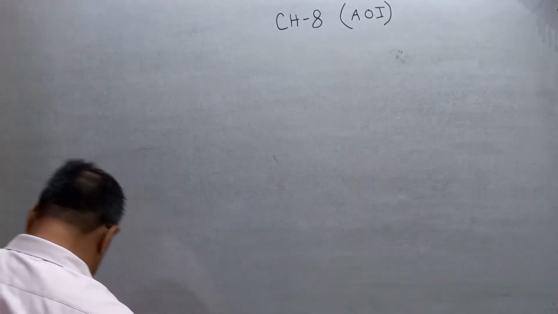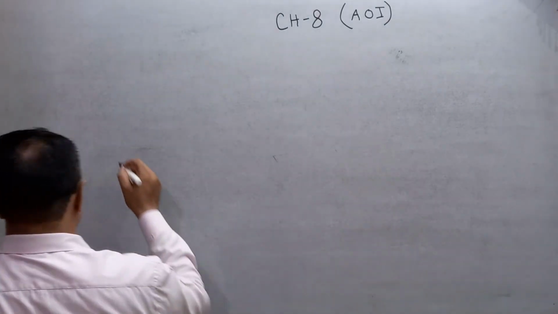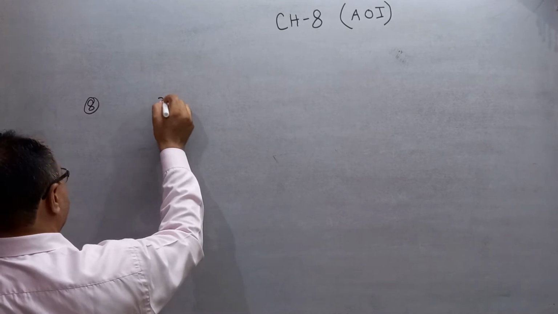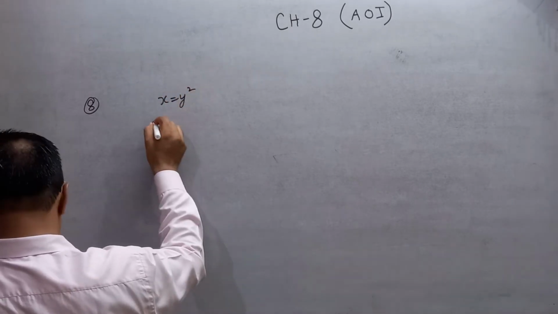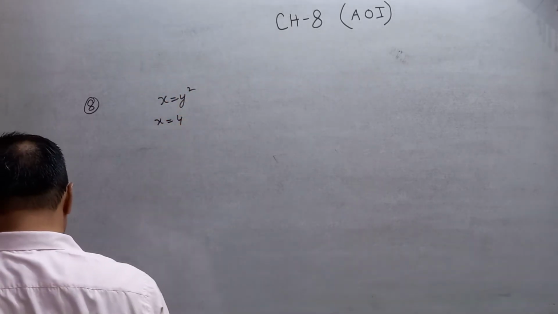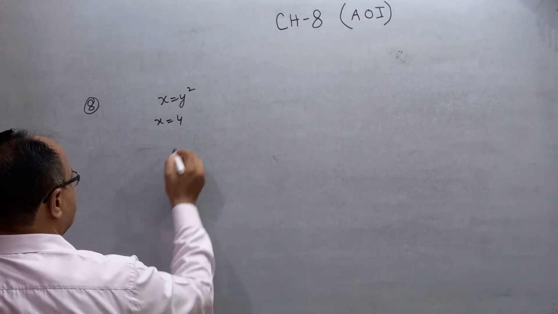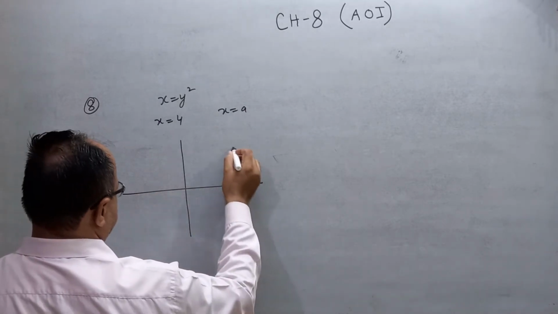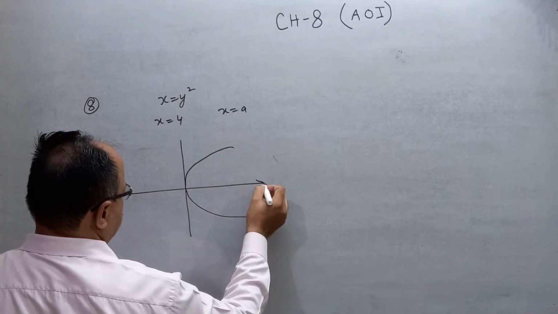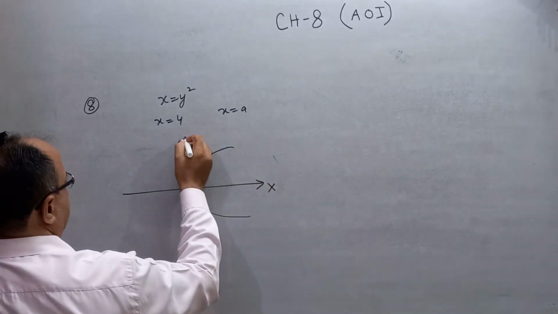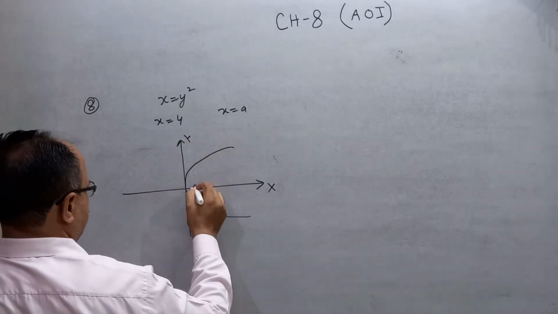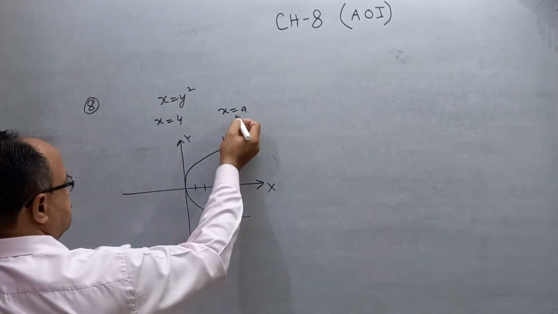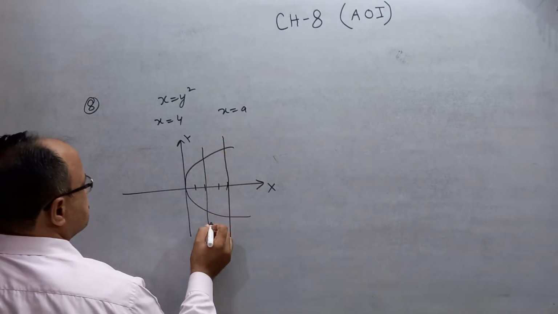Next, question number 8. You know that the area between x is equal to y square and x is equal to 4 is divided into two equal parts by the line x is equal to a. Then find the value of a. This is right hand parabola, you know very well. Right hand parabola, x is equal to 4, 1, 2, 3, 4. And this line divided into two equal parts.